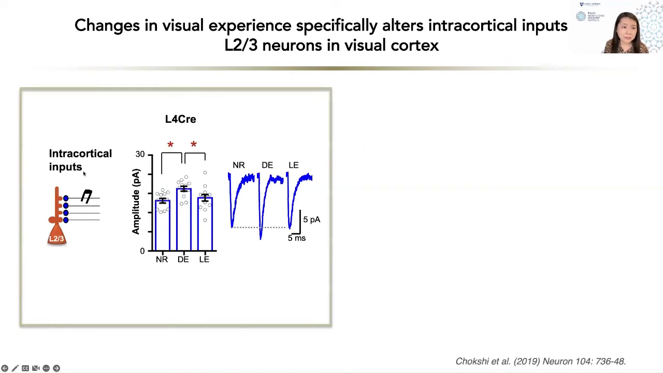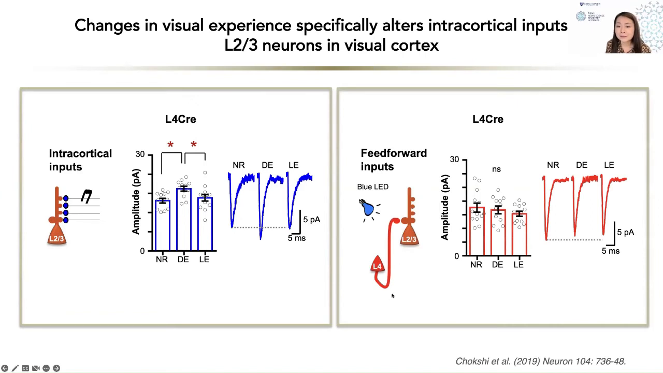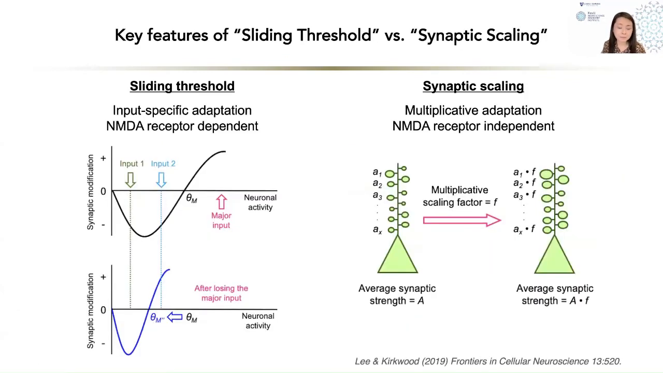These are the results from intracortical synapses. When we electrically stimulate them, you can see that visual deprivation, dark exposure, makes these synapses stronger, and then light exposure brings them back to normal. In the feed-forward pathway, on the other hand, we did not see that modification, meaning that this is very selective for intracortical synapses, but there is no change in the feed-forward circuit. So the change is input specific.